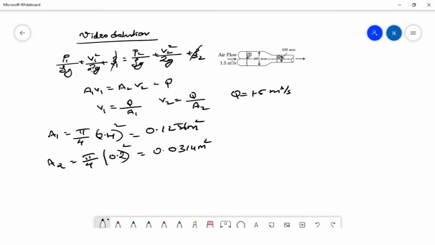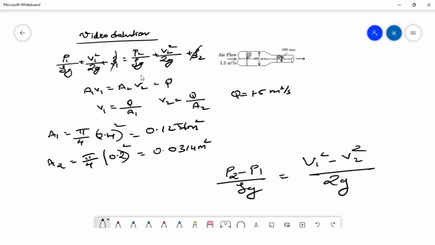Before that, we will rearrange this equation. We want to find P2 minus P1 from the question, so we'll take P1 to this side. That will give us P2 minus P1 by rho g equal to, taking V2 to the other side, V1 square minus V2 square by 2g. From here we can cancel g and g.